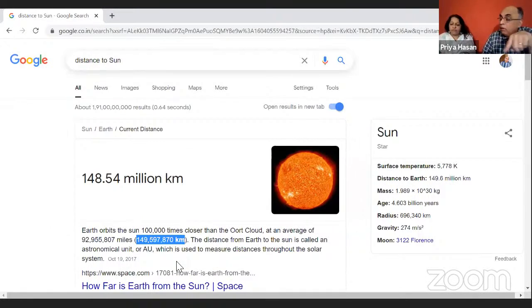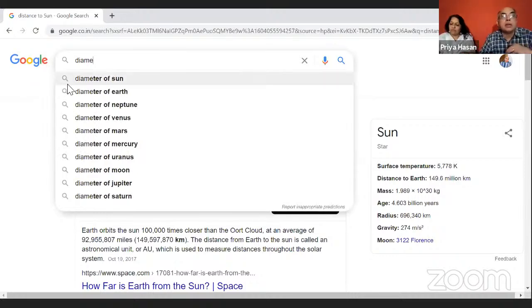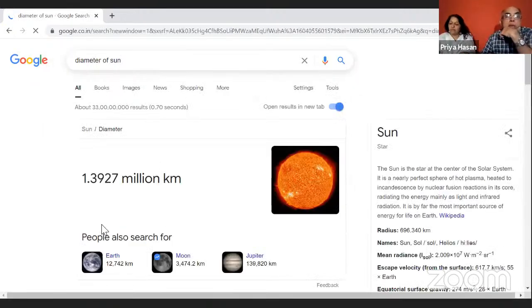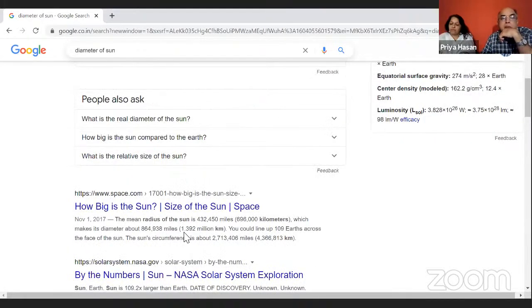But when I'm asking you to find that 107 or 11, this is the number which you put in, and what is the diameter of the sun, and there you are. It is 1.3927 million kilometers, or you see it here, 1.392 million. So you divide one from the other and you will get the number. Okay.